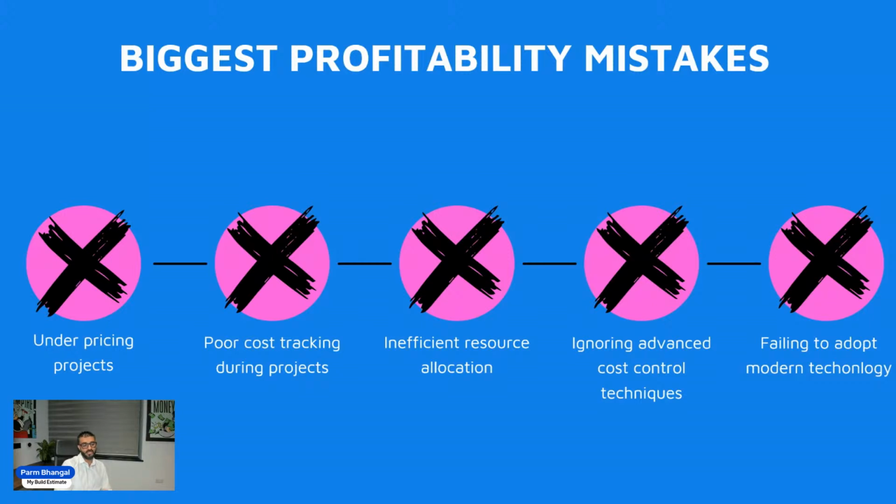Poor cost tracking during projects. Now, probably 2 in 10 contractors track their projects properly and actually look at the labor and the material allocated to each task, look at what's making profit, look at what's not making profit, and actually get into a position where they understand what their costs look like.